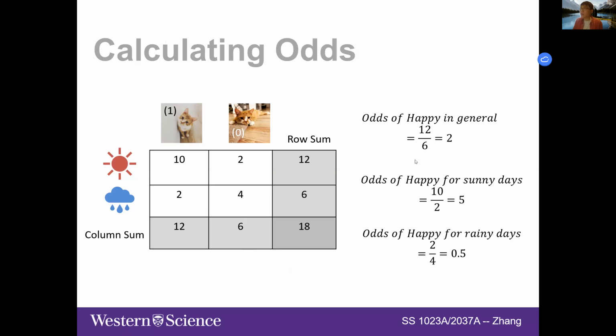So the structure here is exactly the same as the risk. It's just the comparison that changed. Any questions so far? I guess if you understand the risk well, you should understand odds pretty well because it's pretty much similar. It's just how we do the comparison.